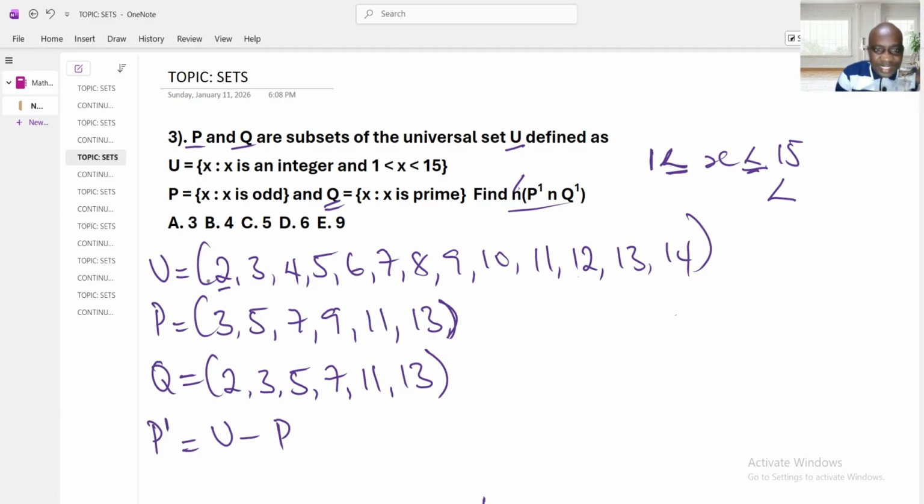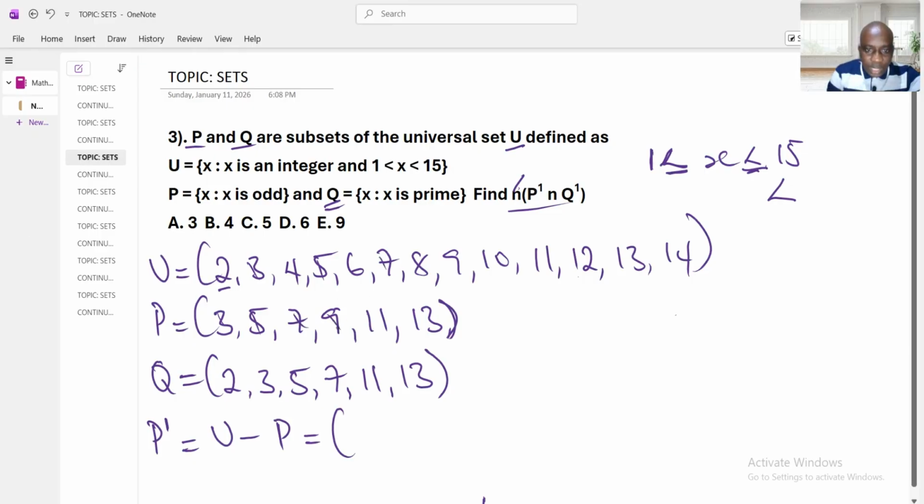Which one is the universal set? 2 to 14. What is our set P? We are going to minus it. Let me just write it out here. 3, cut 3. 5, cut 5. 7, cut 7. Now, 9, cut 9 here, isn't it? 11, cut 11 here, and 13, cut 13 here.